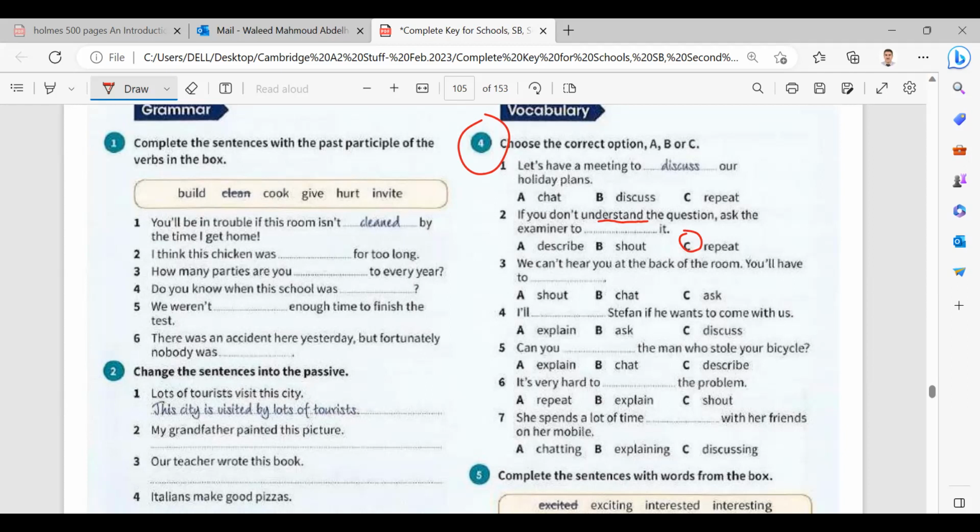Question 3: We can't hear you at the back of the room. You will have to shout. Yes. Question 4: I'll Stephen if he wants to come with us. Explain. No, you can say ask. I'll ask Stephen if he wants to come with us.